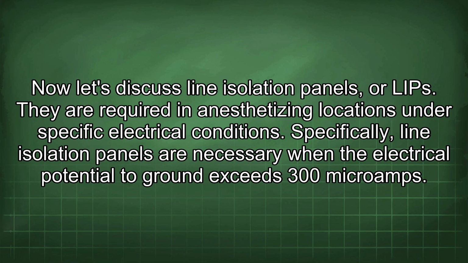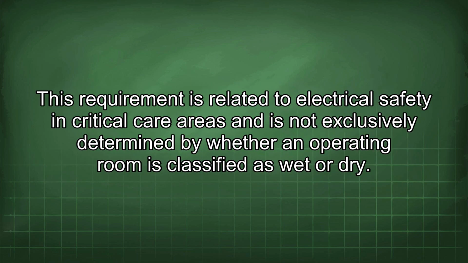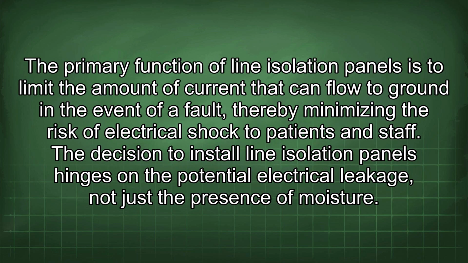They are required in anesthetizing locations under specific electrical conditions. Specifically, line isolation panels are necessary when the electrical potential to ground exceeds 300 microamps. This requirement is related to electrical safety in critical care areas and is not exclusively determined by whether an operating room is classified as wet or dry. The primary function of line isolation panels is to limit the amount of current that can flow to ground in the event of a fault, thereby minimizing the risk of electrical shock to patients and staff. The decision to install line isolation panels hinges on the potential electrical leakage, not just the presence of moisture.